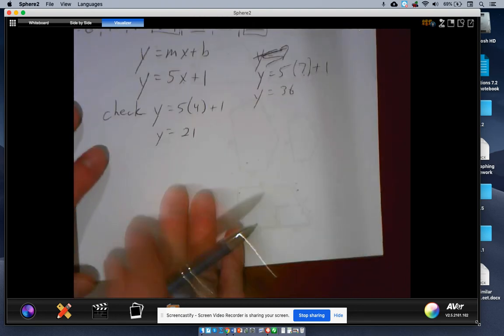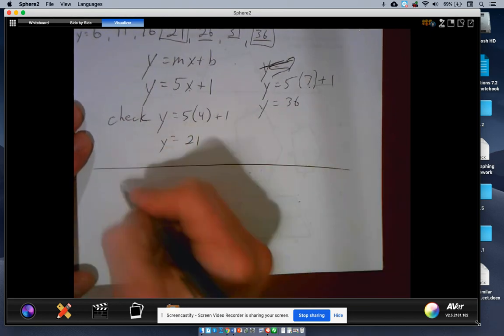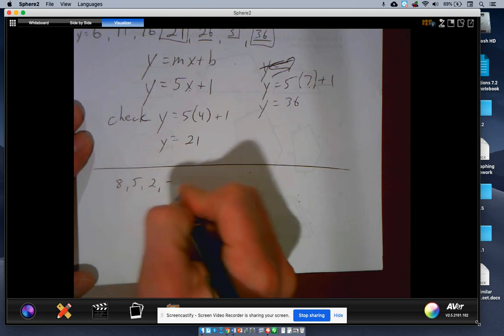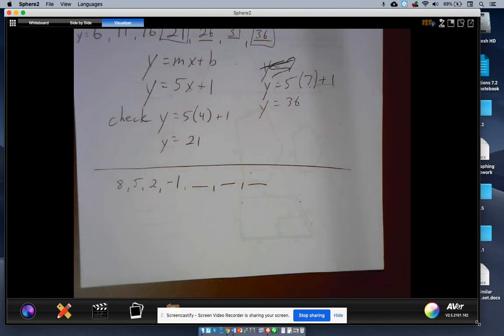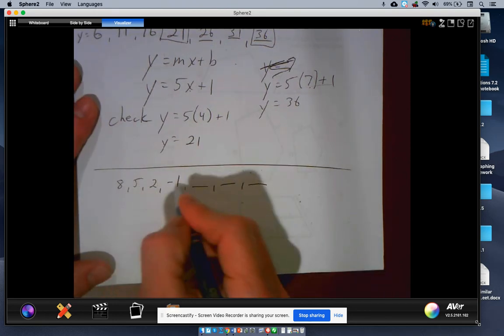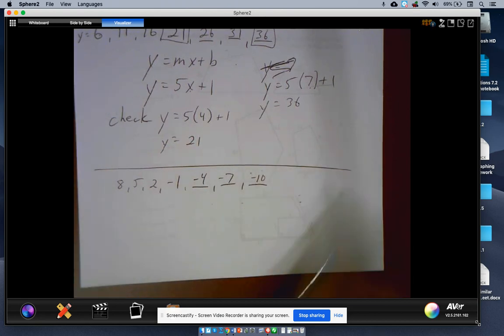I got some room down here. This will be perfect. 8, 5, 2, -1. So this one looks a little bit different. The reason why it looks different is because it's going down, not up. So when we're going down 3, down 3, down 3, those would be the next 3 terms.